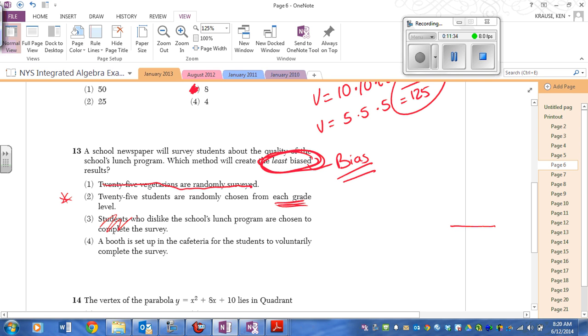We just ask the people that dislike the food. That's kind of stupid. That doesn't make any sense. And if you ask at the booth, the only people that are going to come to the booth are the people that are going to want to complain. So the answer is choice 2.